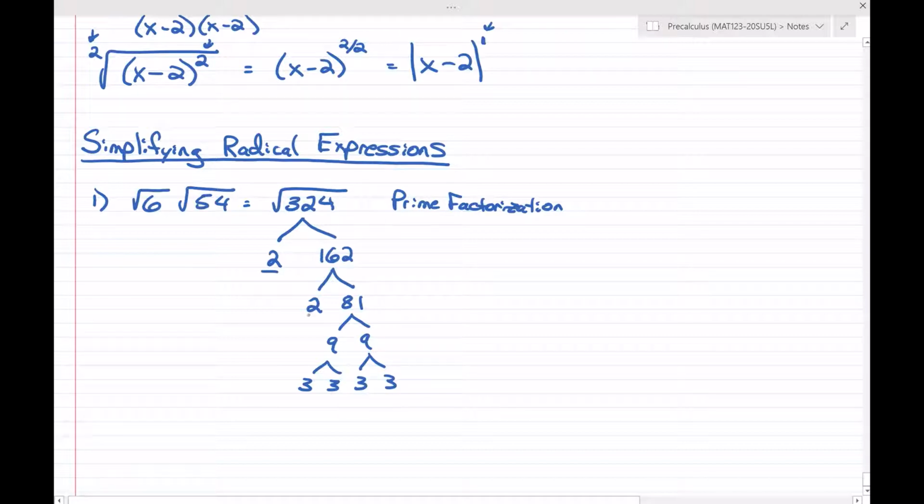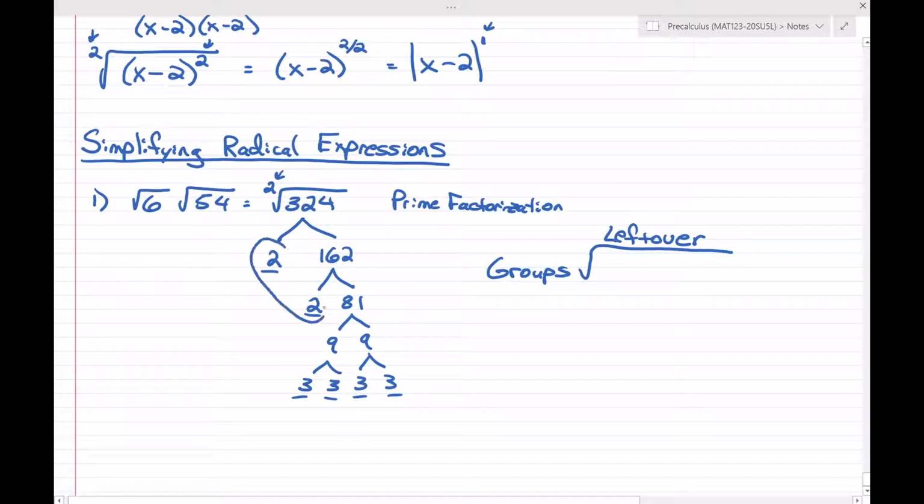And I'm looking at these bottom numbers. Now to simplify a radical, this is a square root, so we're looking for groups of 2. However many groups you have go on the outside of the radical, and whatever's left over goes on the inside. So how many groups of 2 of the same numbers do we have?